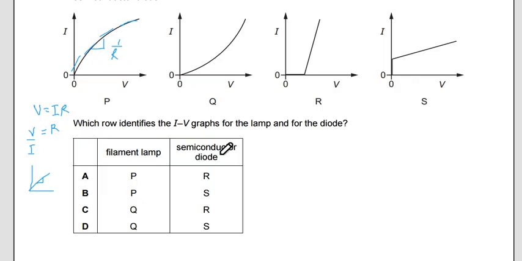With respect to the diode, this graph is well known for no current until some value for the potential, then it goes up. So we have P and R.